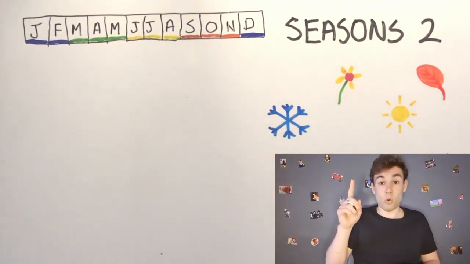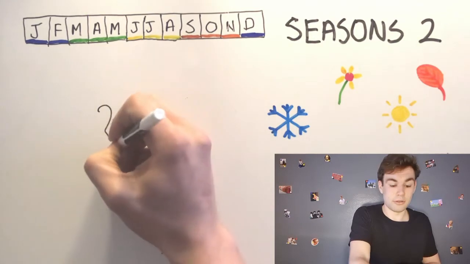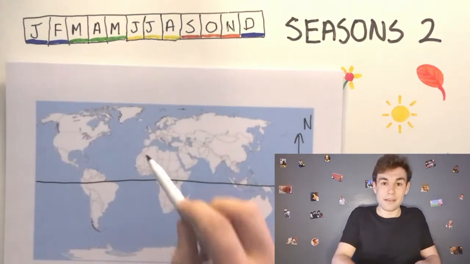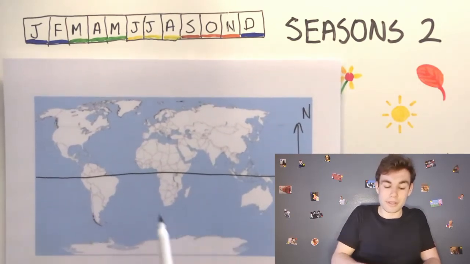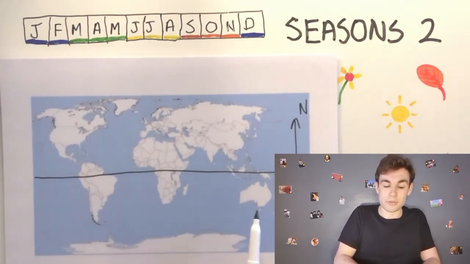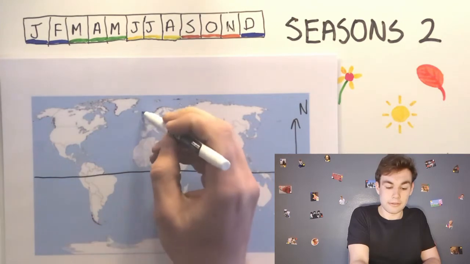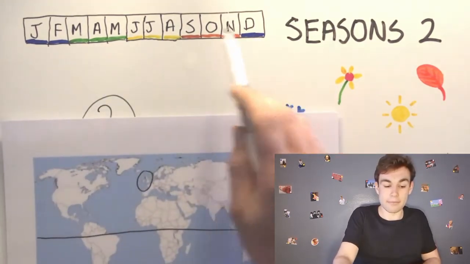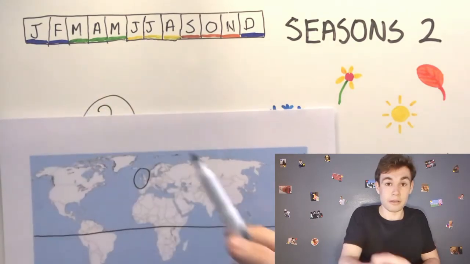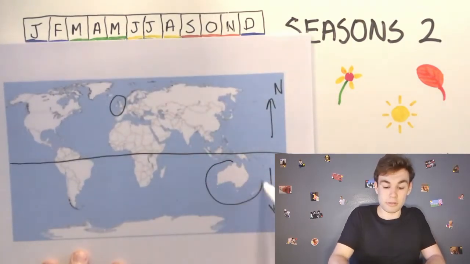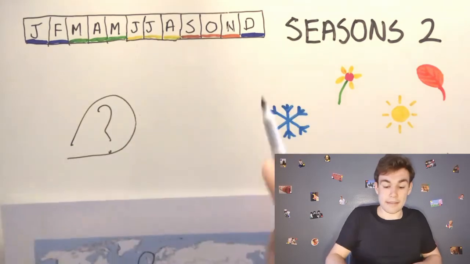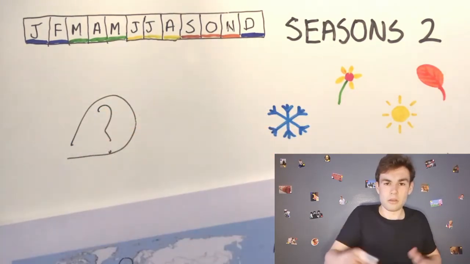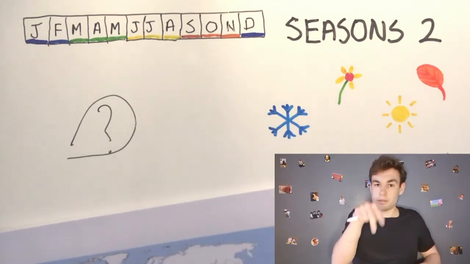And one more question: why is it the other way around in Australia? So in the UK, it is winter in December, January, and February, but in Australia, it is summer in December, January, and February. Why? Watch.